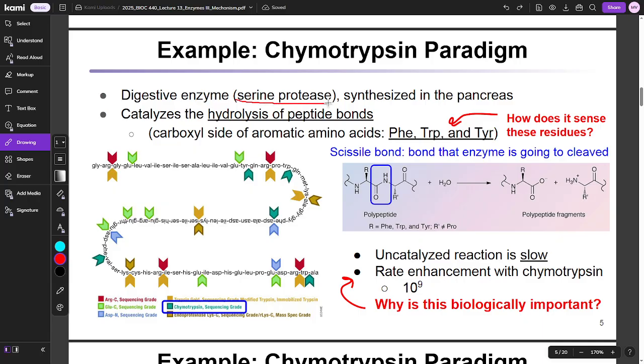Right, so serine protease. Protease, by the way, if you don't know, is just something that cuts up proteins. The "ase" is just enzyme. Protease is just a thing that cuts up proteins.